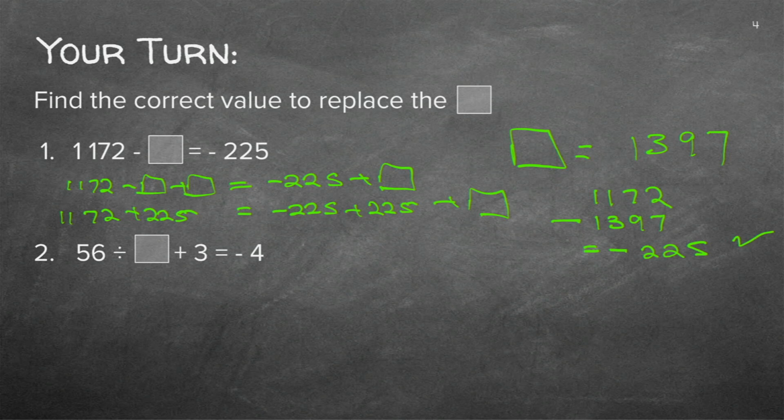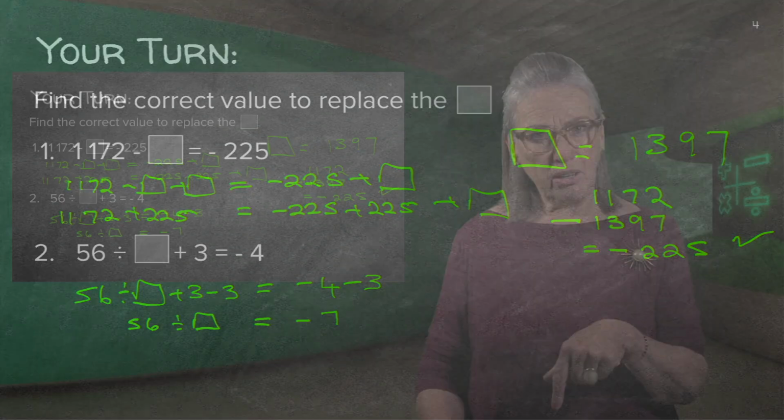Cool. So 56 divided by something plus 3 will give us minus 4. So let's start by getting the 3 to the other side. So it's 56 divided by the block plus 3 minus 3 equals minus 4 minus 3, right? So we can make sure that we don't skip it. So this is what we end up with, equals minus 7. But we want the block on its own.